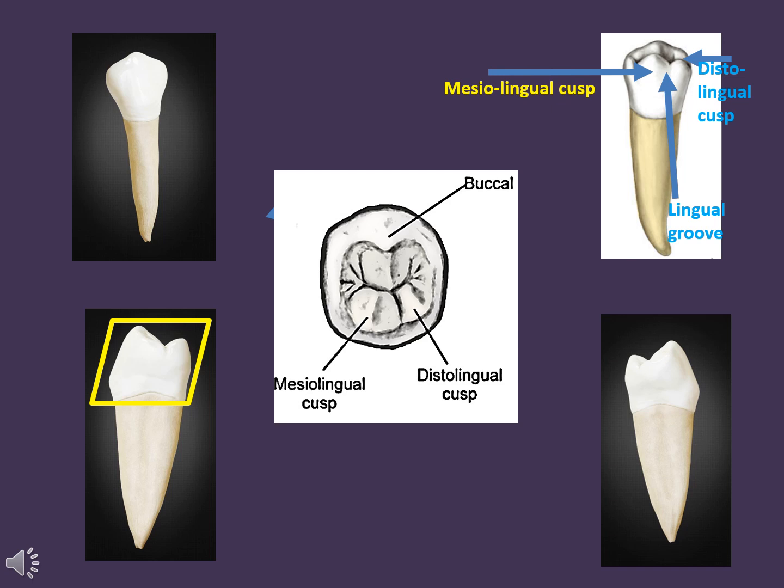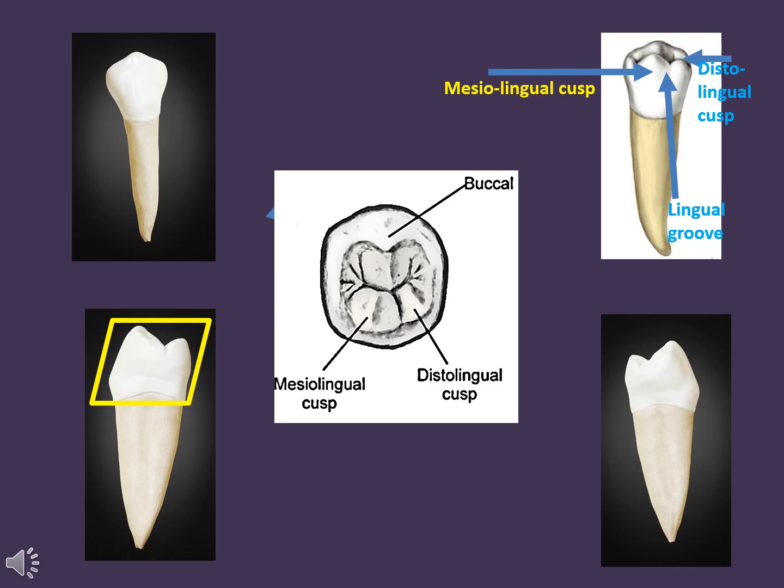Then we started off with the buccal surface. In the buccal surface, a prominent buccal ridge and a cervical ridge are present. Mesial and distal to the buccal ridge, a groove is present. Like the mandibular first premolar, even in the mandibular second premolar, the mesial slope is smaller compared to the distal slope. So the distal slope is larger.